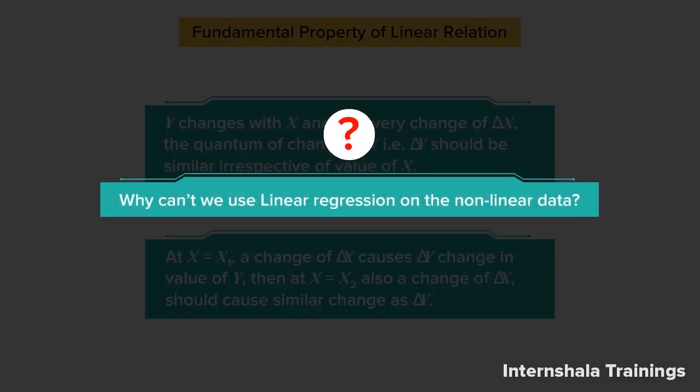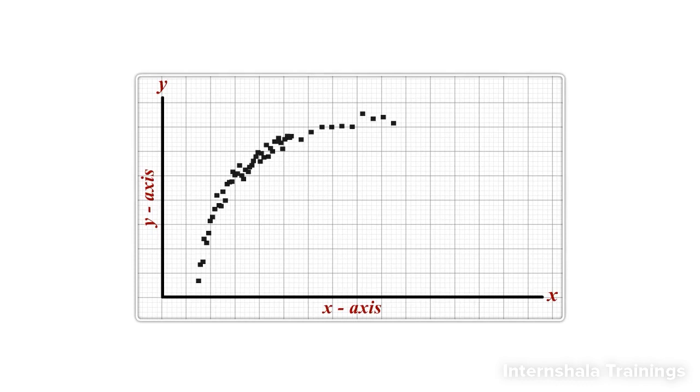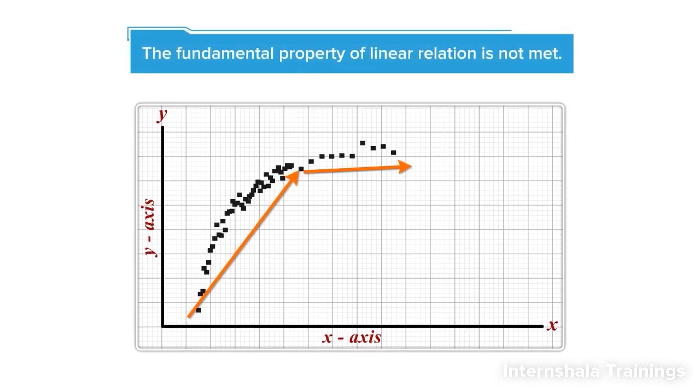But you might ask why we cannot use linear regression on the non-linear data. For this, let's consider non-linear data as shown on the screen. Now, as you can see in this data, initially y changes rapidly with change in x, but at higher values of x, the change in y is not significant and hence the fundamental property of linear relation is not met.